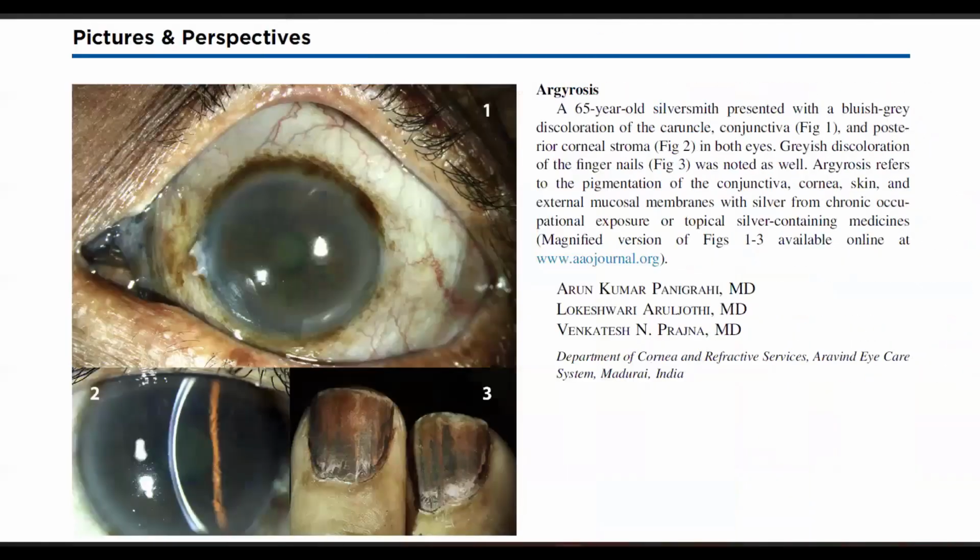This is an example from a patient with argyrosis, a silversmith who had deposition of silver in the cornea, the conjunctiva, the slit lamp image, and in the nails. So here it's just a legend describing these images and one line about argyrosis. That's it.